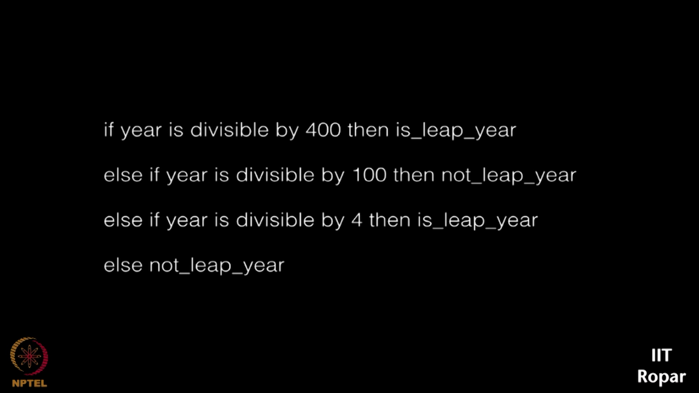So we'll go through the pseudocode again. First of all, you have to check whether the year is divisible by 400 or not. If it is divisible by 400, then it is a leap year. Else, if the year is divisible by 100, that means it is not a leap year. Else, if the year is divisible by 4, then it is definitely a leap year. Else, for the rest of the cases, the given year is not a leap year.